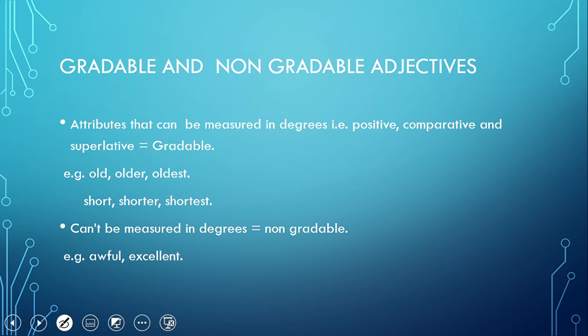Next is gradable and non-gradable adjectives. Gradable adjectives are actually those attributes that can be measured in degrees. Gradable, that we can grade them. There are some certain degrees. For example, that is a positive degree. We can compare some attributes. If a person is having an attribute that he can be considered superior among all, so that would be superlative degree. For example, if I say old, older, oldest, short, shorter, shortest. This old, older, oldest, I have graded the attribute. I have graded the adjective. So it would be gradable adjective.